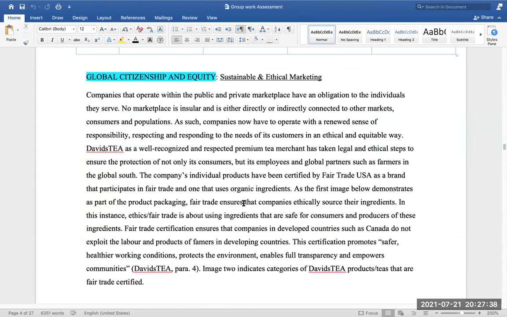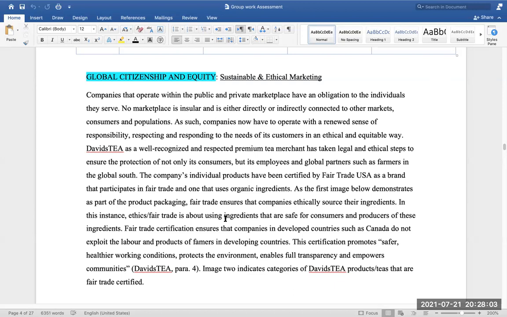As such, companies now have to operate with a renewed sense of responsibility, respecting and responding to the needs of its consumers in an ethical and equitable way. David's Tea, as a well-recognized and respected premium tea merchant, has taken legal and ethical steps to ensure the protection of not only its consumers, but its employees and global partners, such as farmers in the global south.